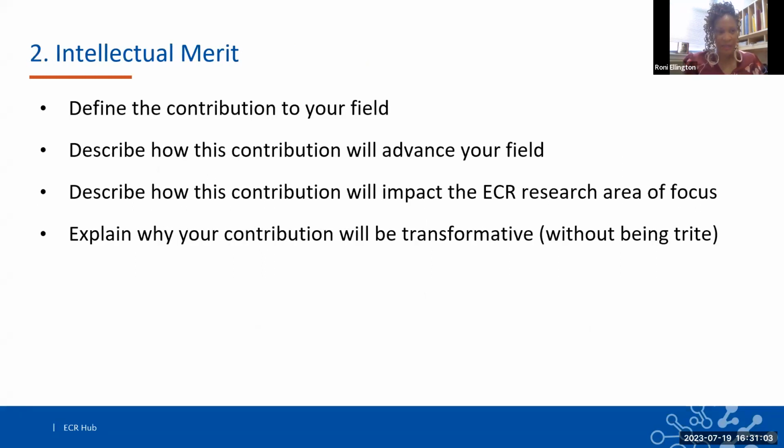Next slide. So what you're going to do is explain how it's going to contribute to the field, how it's going to advance the field, how it's going to contribute to the ECR research area. For me, this is broadening participation, and then explain why you think it's transformative. So literally, I think this is going to contribute to the field because it's going to increase our understanding of models of success, particularly the relationship between institutional context and how certain institutional variables impact identity and agency of Black students. That's what I think is going to contribute.